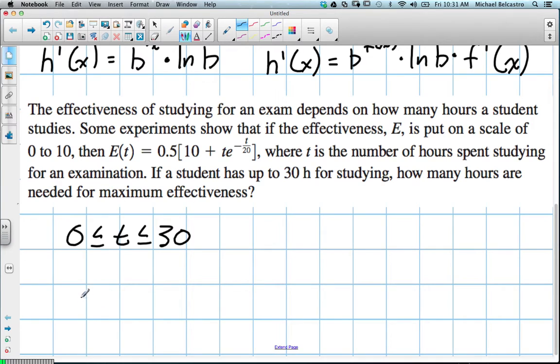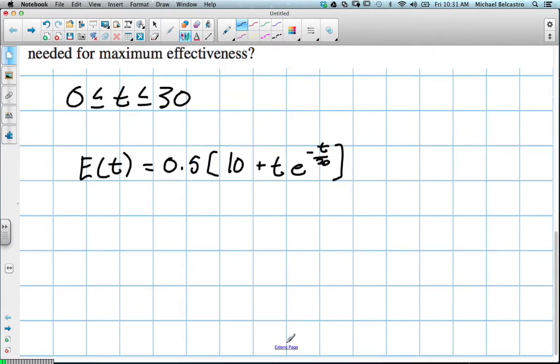So we're going to take this effectiveness, E at t is equal to 0.5 times (10 plus t) times e to the power of negative t over 20. Okay. So, looking very complex, we need to derive this function. There's a whole lot of rules, and we'll go through them step by step so they make sense to you. Okay. So we're going to derive this function. E prime t is equal to... So this is, to start off, a product rule. What's the derivative of 0.5?